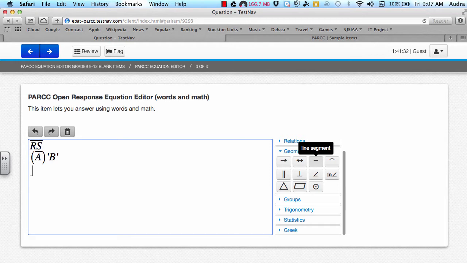Therefore, when you're explaining a transformation, you're going to need to use words instead. So in this example, you would need to say segment A prime B prime because the segment notation and line notation does not work. So please keep that in mind as you are taking the test.